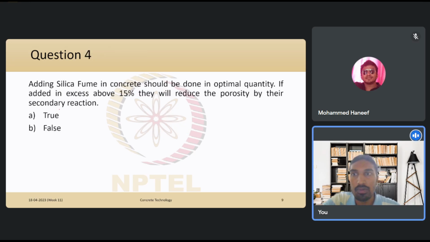Okay, question number 4: adding silica fume in concrete should be done in optimal quantity. If added in excess above 15%, they will reduce the porosity by their secondary reaction. So is the statement true or false?